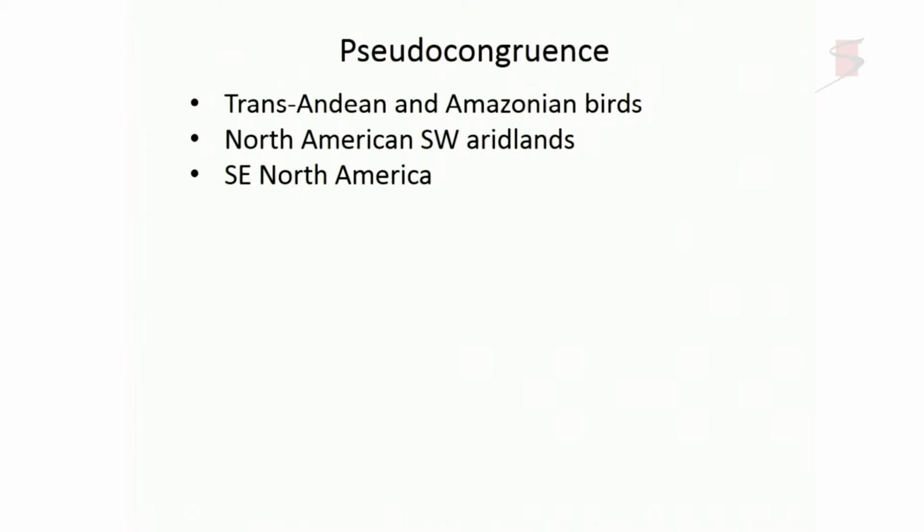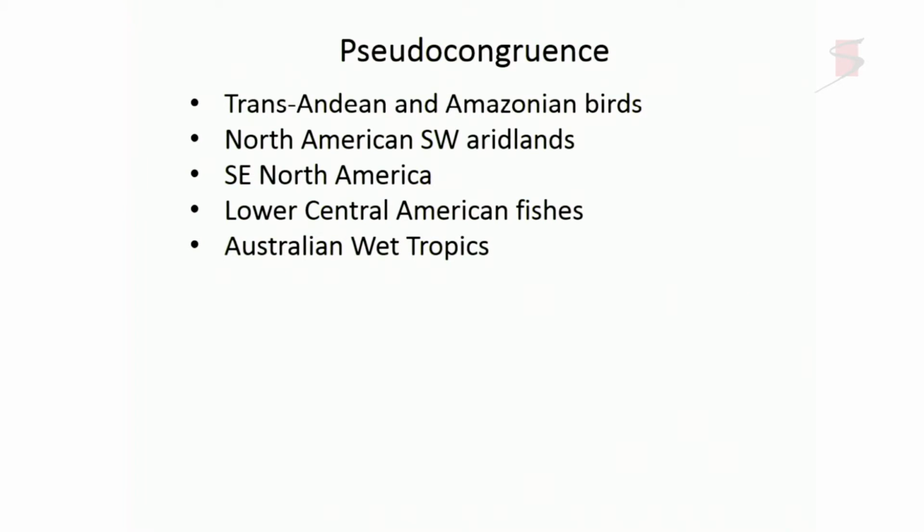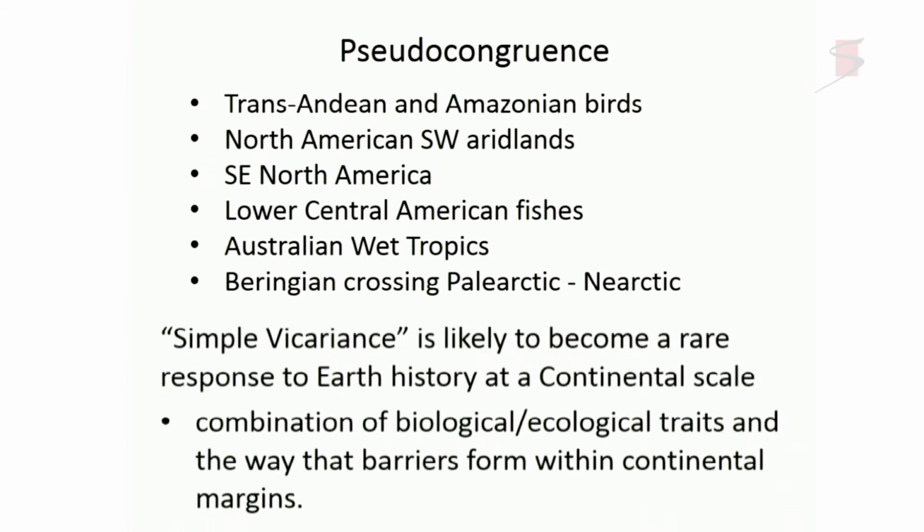Put together a nice paper a few years ago that provided evidence. Lower Central American fishes look like they show signals of pseudocongruence. The Australian wet tropics show signals of pseudocongruence. There's a recent paper on some invertebrates that shows some very ancient splits across the biogeographic barriers there. And the Beringian crossing between the Palearctic and Nearctic shows different times and different groups crossing that route. So that shows an interest in these biotic interchange events and how they might happen.